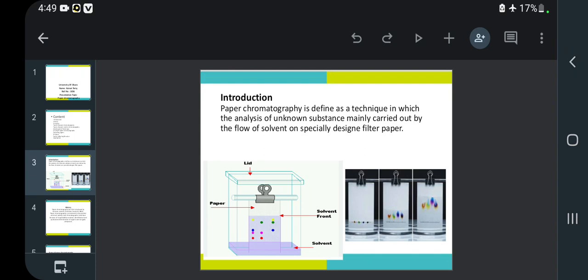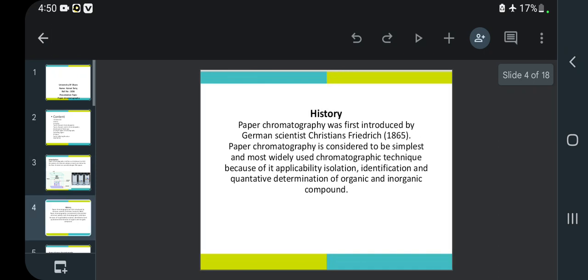Here we have three pieces of paper. In picture number one, we have four dots and the paper is dipped in some liquid. The second paper is in the process of chromatography, and the further progress is seen in the third paper.